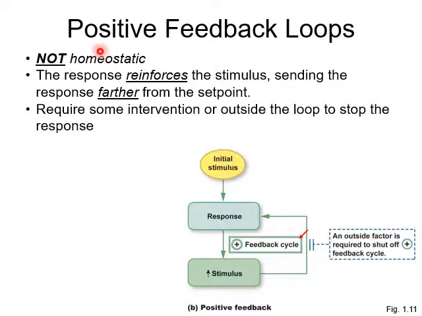Most of the examples we can use are females, who have loops that are non-homeostatic for the most part. And those of you that have had a child, you probably have not felt very homeostatic at that point. Childbirth is a positive feedback loop. So let's take a look. This initial stimulus actually amplifies, and we get more and more response and more stimulus.